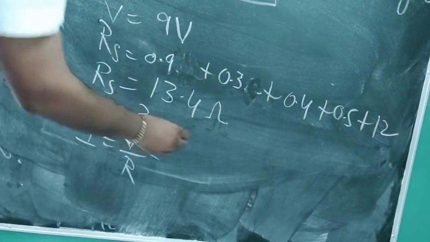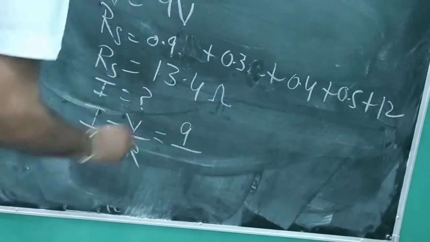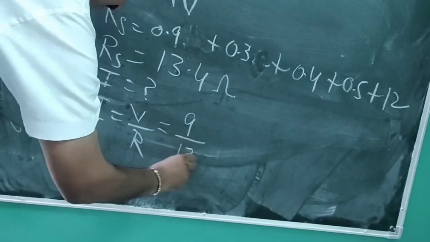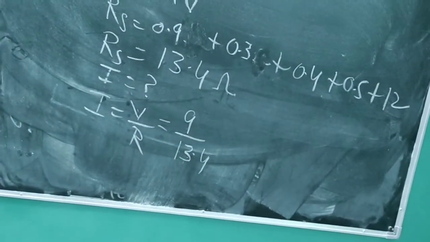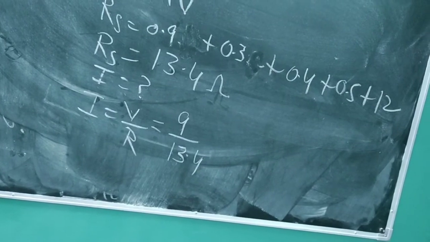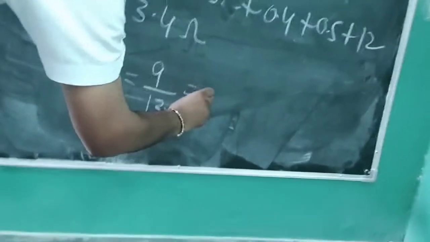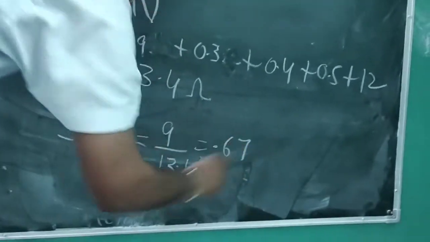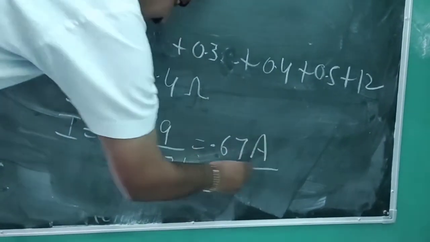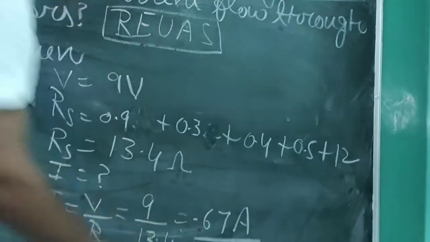Now in this, what is it? It is 9, and here it is 13.4, the resistance. Now when you calculate it, the answer that you will get is 0.67 ampere. So it is the answer here.